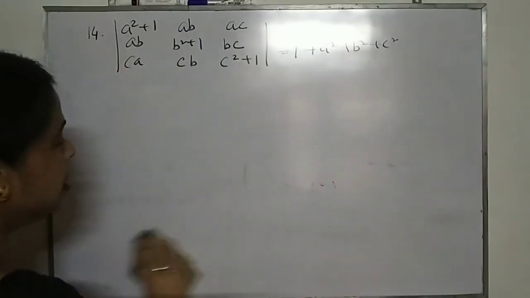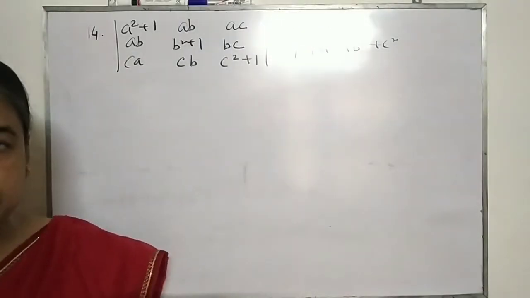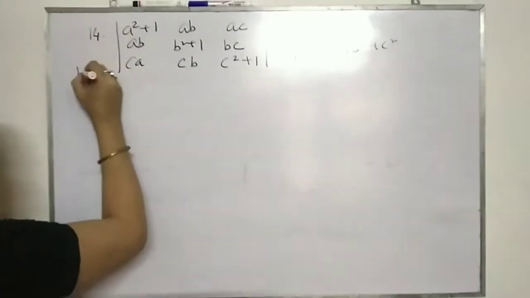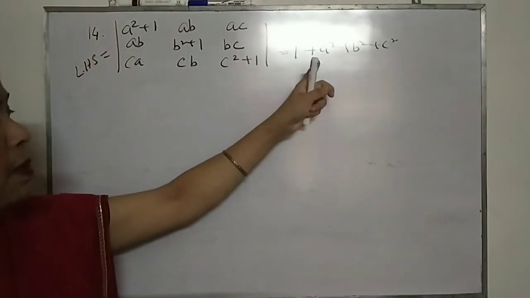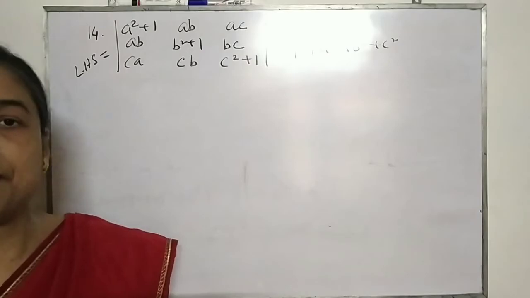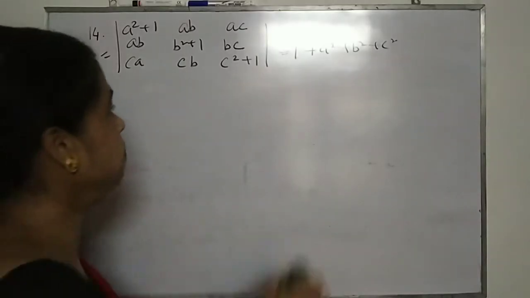Now notice properly the left hand side. Obviously we have to proceed from the left side, so I am going to write down our left hand side. See your answer on the right side. We need a square plus 1 plus a square plus b square plus c square. Remember that. I just wrap it.